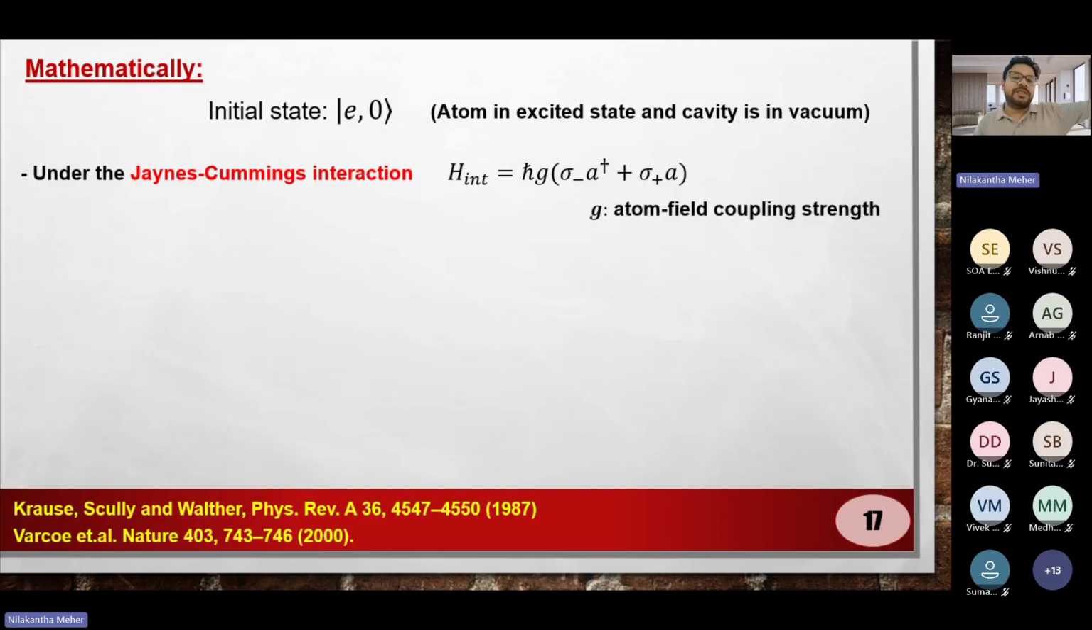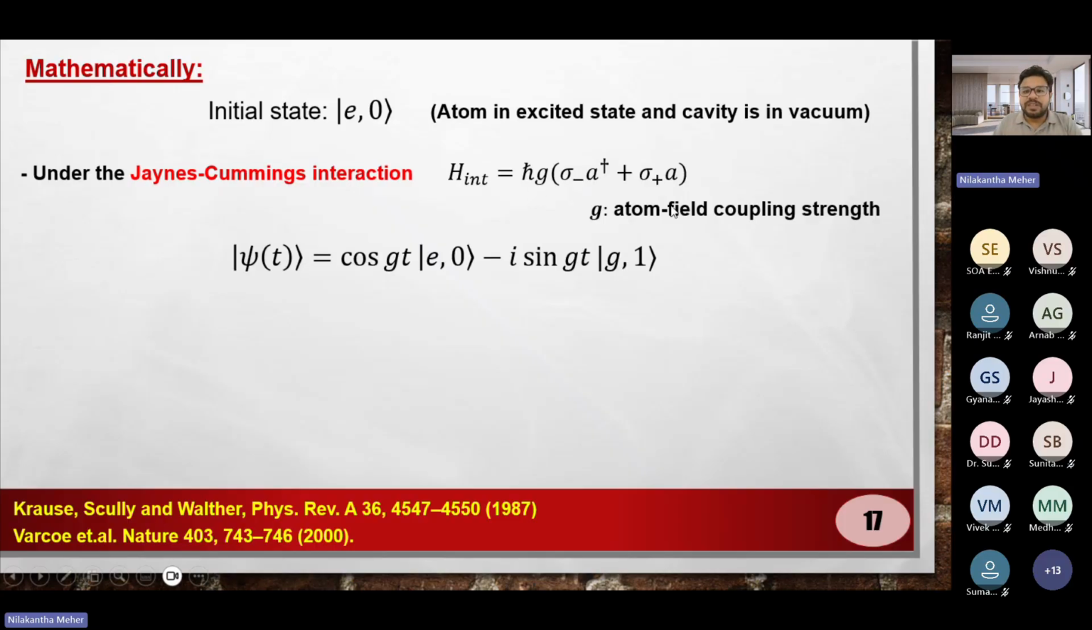I'm not going into the details of this Jaynes-Cummings interaction, so I'll simply say that this model essentially explains how an atom interacts with the cavity field. The first term explains the emission of a photon from the atom to the cavity, and the second term explains the absorption of the photon from the cavity. So essentially there are two terms. This is an interaction term which explains the emission and absorption of the photon between the atom and the cavity, where G is the atom-field coupling strength.